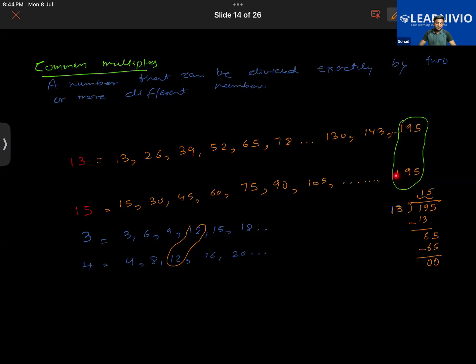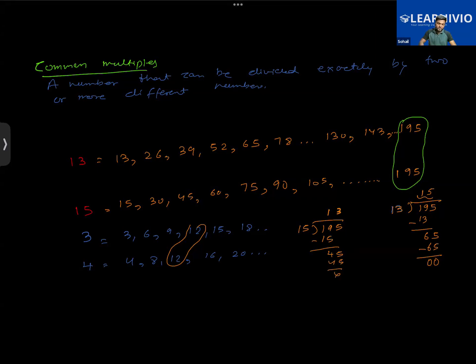Okay. And this is divisible by 15 also. When you divide the number 195 by 15, 15 ones are 15. Subtract this, you have 45. 15 threes are 45. Then you see that the number 195 is divisible by 15 too. So the common multiple 195 is divisible by both of them, by 13 and by 15.